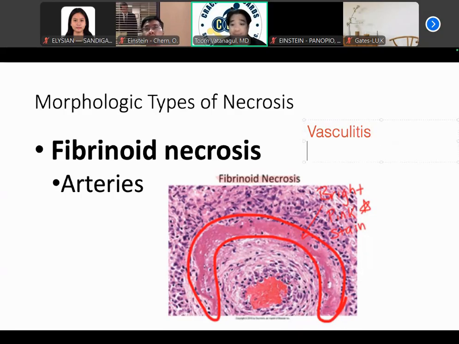You also see this in malignant hypertension, wherein there's a classic onion skin appearance. Okay, onion skin appearance in malignant hypertension.